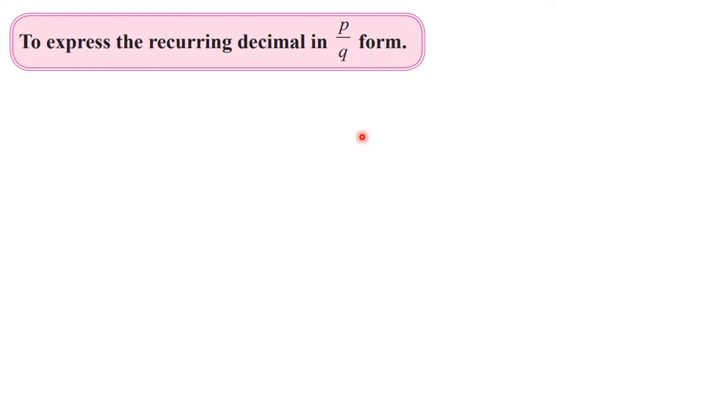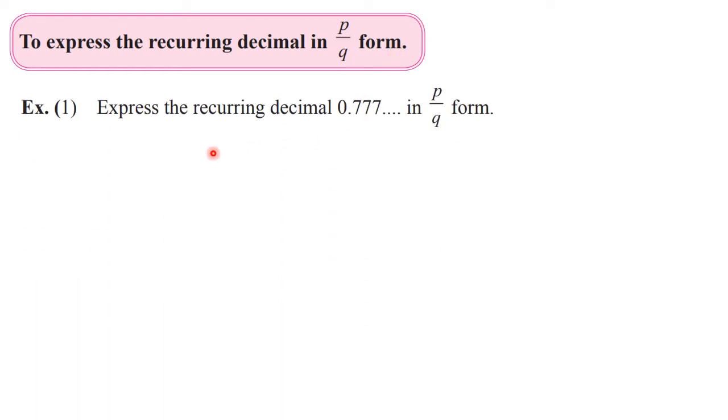Okay. So let us see the first example here. Example number 1. Express the recurring decimal 0.777 in P upon Q form. 7 is recurring here. So let us see now how to do it. First of all, you have to observe the number of recurring digits. How many digits are recurring again and again. So here what we can observe is 7 is the only one digit which is recurring.